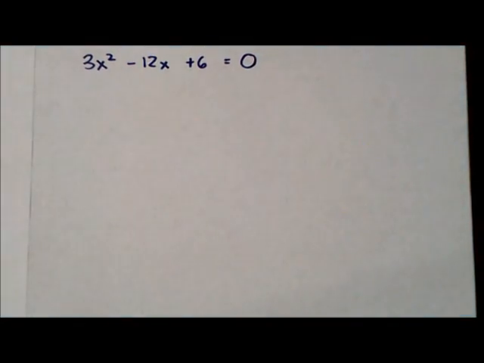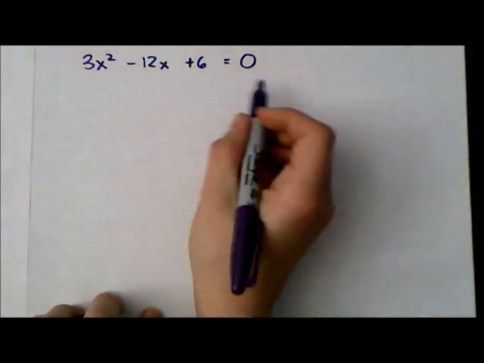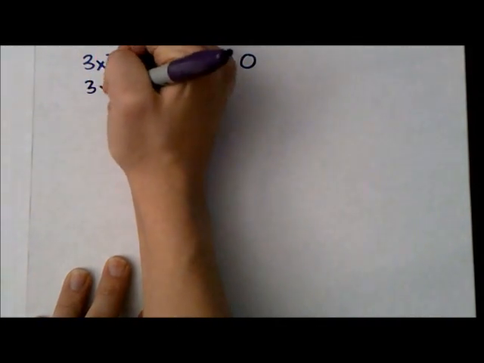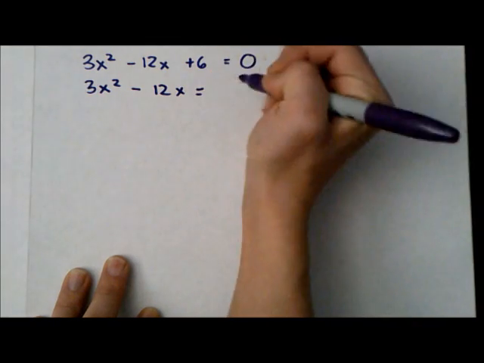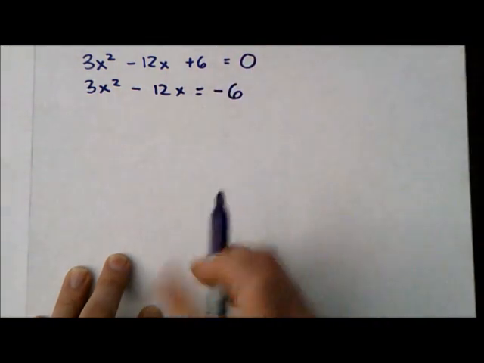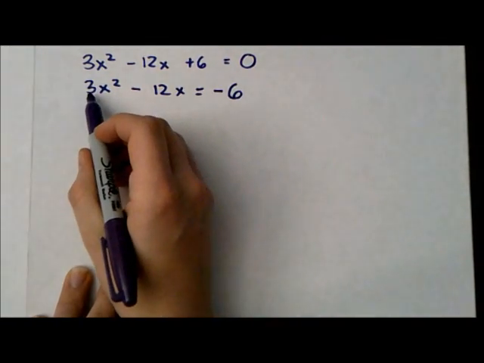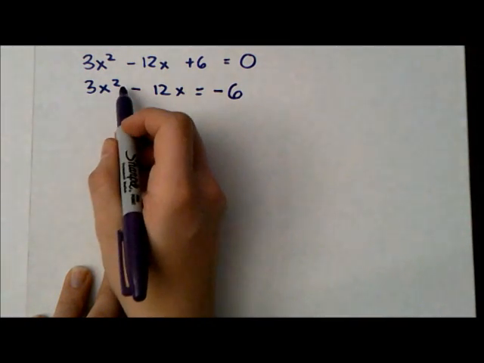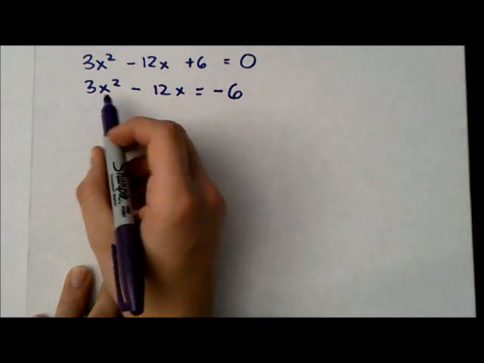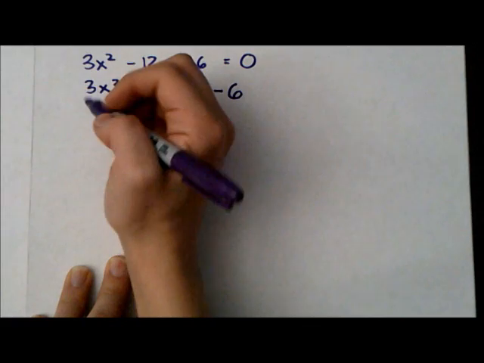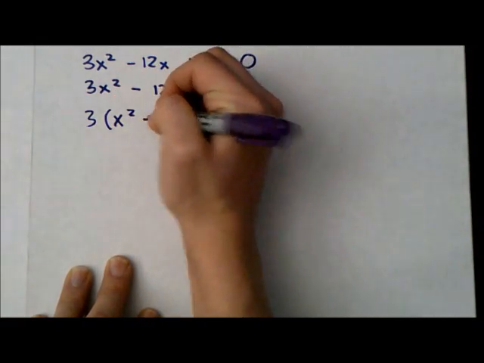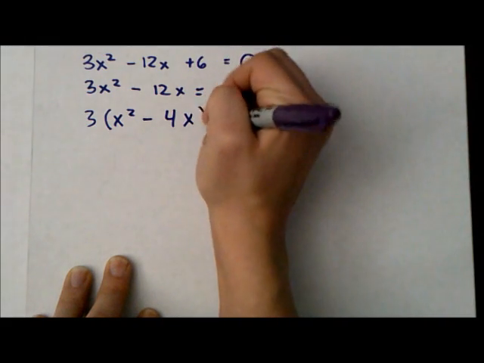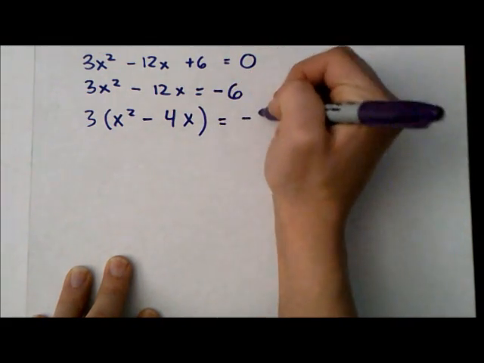Now, like in the last example, the very first thing that you want to do is minus the 6 over. So you'll have 3x squared minus 12x equals negative 6. Now, since this is not a 1 in front of the x squared, we want to factor the 3 out. So we'll have 3 times (x squared minus 4x) equals negative 6.